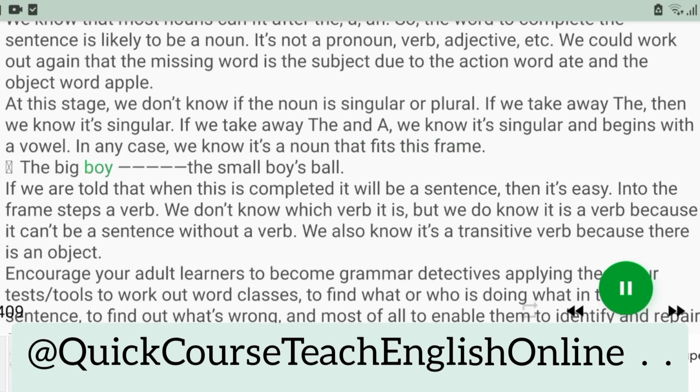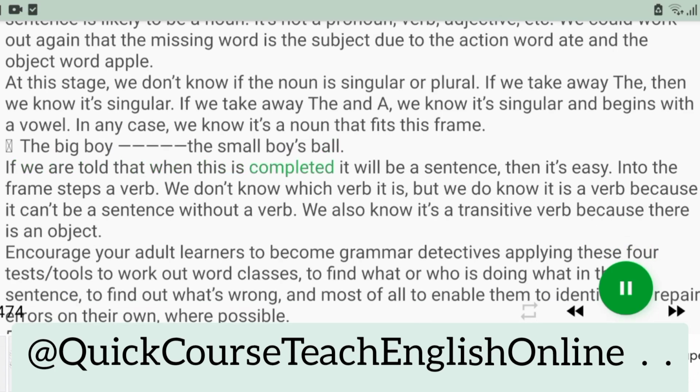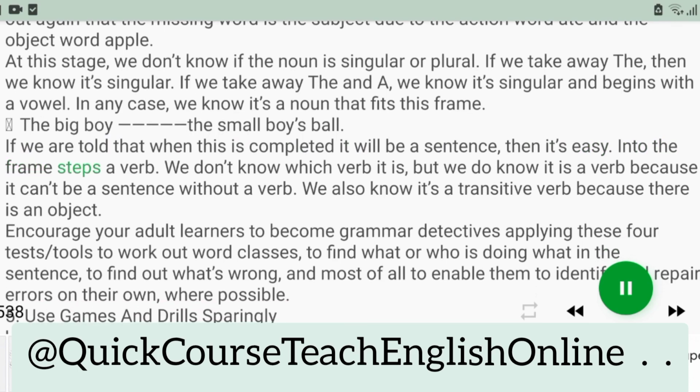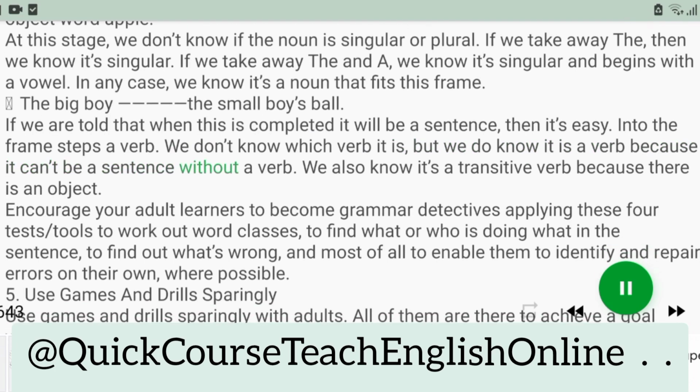2. The big boy, the small boy's ball. If we are told that when this is completed it will be a sentence, then it's easy. Into the frame steps a verb. We don't know which verb it is, but we do know it is a verb because it can't be a sentence without a verb. We also know it's a transitive verb because there is an object.